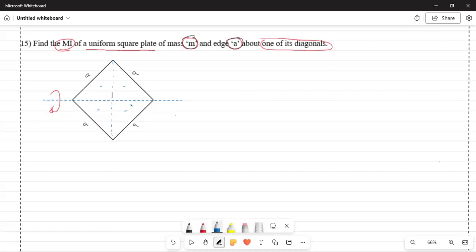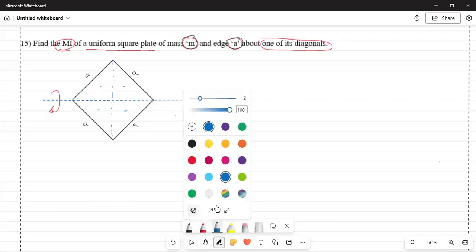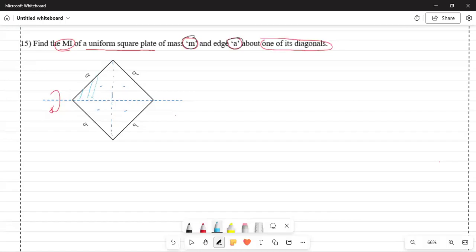If I can find out the moment of inertia of any one of these triangles, let's say this triangle, let us take a light shading of this triangle, let us consider this triangle. If I can find the moment of inertia of this triangle, then the total moment of inertia will be only the multiplication of that answer by 4, because all other triangles are symmetrical around the axis.